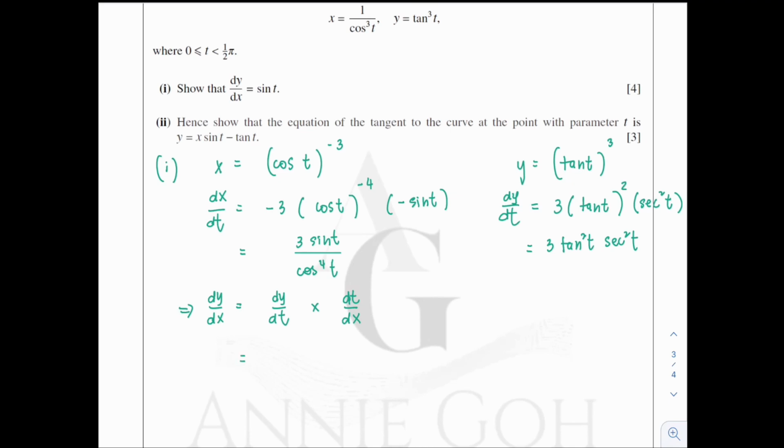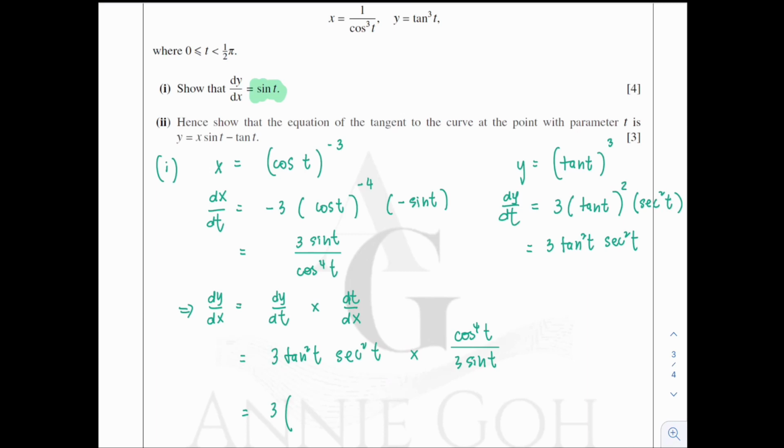dy/dt is equal to 3 tan squared t sec squared t times 1 over dx/dt. So it should be upside down: cos to the power 4 t should be at the upper part, and 3 sine t is at the bottom. And what you are asked to show? You are asked to show dy/dx equals sine t. So you need to simplify this.